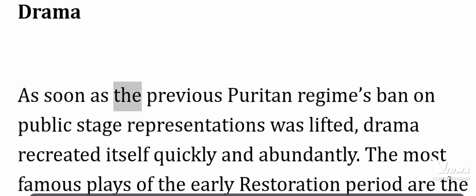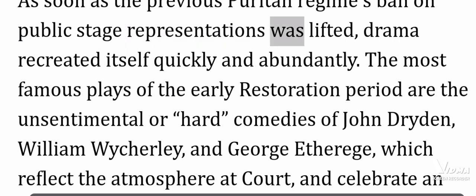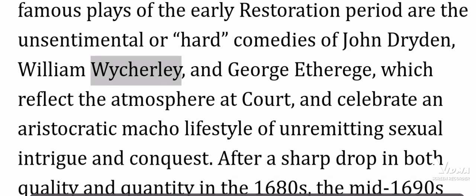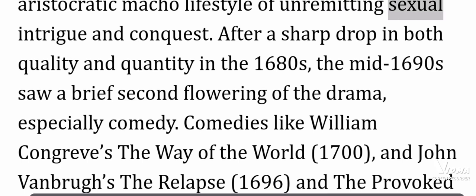As soon as the previous Puritan regime's ban on public stage representations was lifted, drama recreated itself quickly and abundantly. The most famous plays of the early Restoration period are the unsentimental or hard comedies of John Dryden, William Wycherley, and George Etheridge, which reflect the atmosphere at court and celebrate an aristocratic macho lifestyle of unremitting sexual intrigue and conquest.